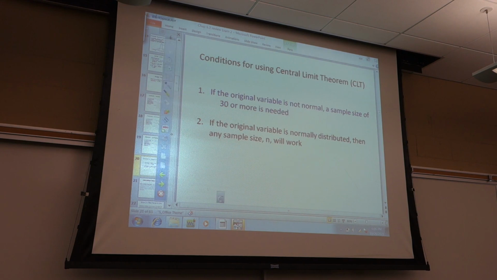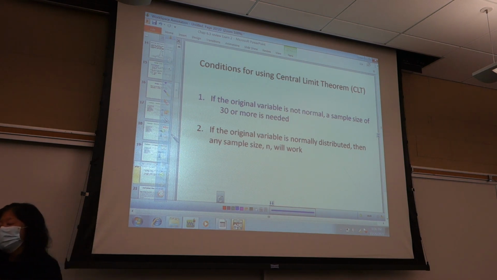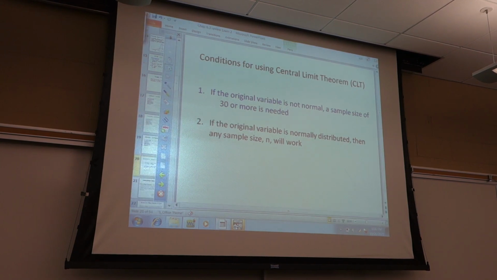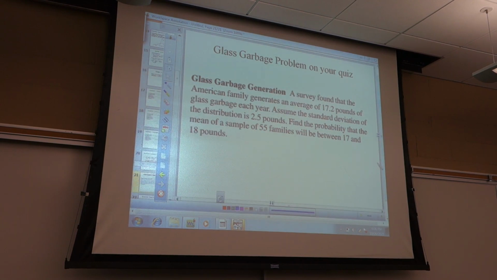There are some conditions, which you all wrote down last time. If the original variable is not normal, you need to have a sample size of 30 or more, and then the means will be normally distributed. If the original variable is already normal, then any sample size will do. And this is your class problem that you folks did. So here, figure out the things that you need. Find your mu, find your sigma, and first of all, is this a regular normal distribution, or is this a central limit theorem problem?